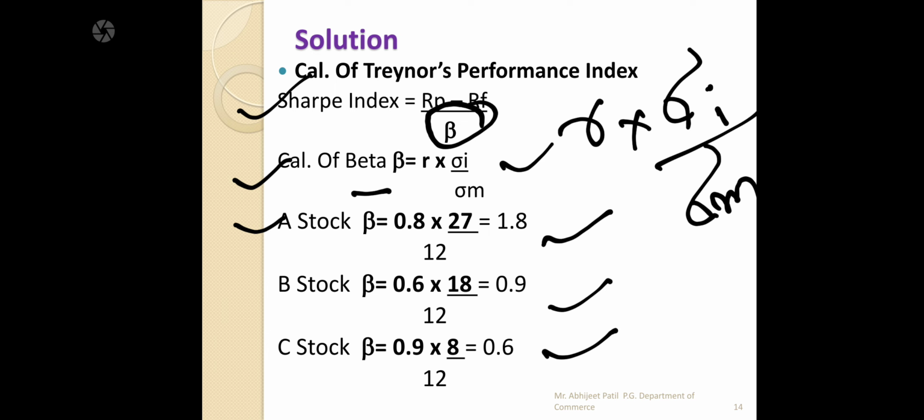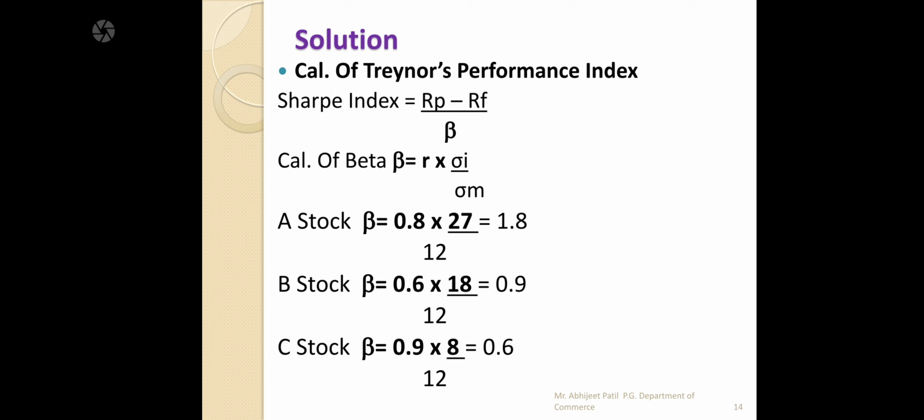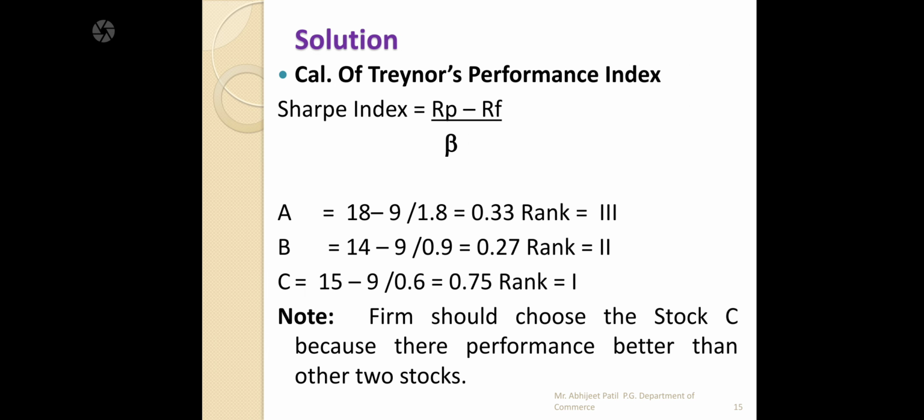Using this beta information, once we calculate beta, we should find out the Treynor performance. So how can we find out Treynor performance? Portfolio return minus risk-free asset, divided by beta. So we should calculate for A, B, C and we should give the rank.